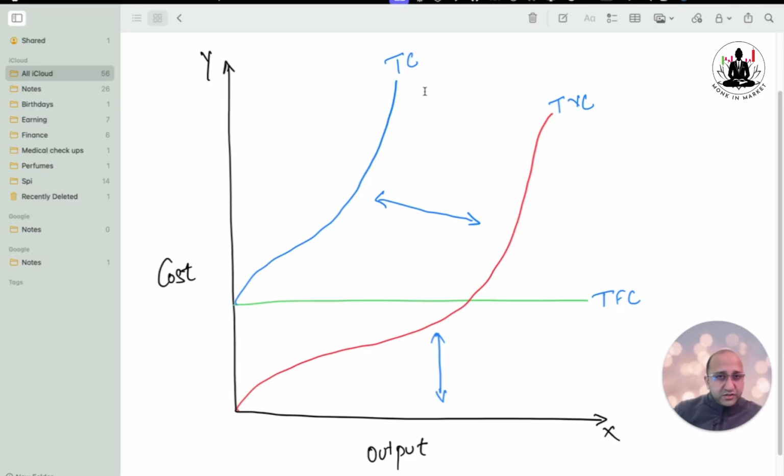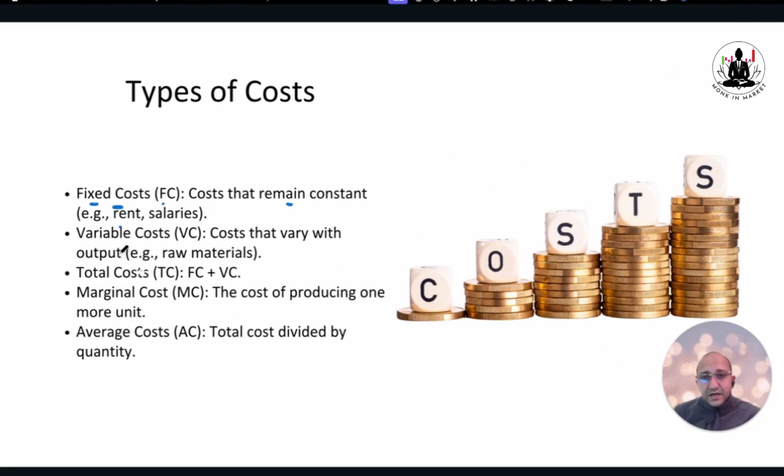Now this is the total cost. Total cost is the combination of TFC and TVC, meaning total fixed cost plus total variable cost. It will give me total cost. It will be starting from here. The graph would be just like variable cost, but the very important thing over here is that total cost is fixed cost plus variable cost. So total cost can also never be zero. It can't be zero, right? Why? Because there will always be a value of fixed cost, guys. Variable cost can be zero, but fixed cost can never be zero.